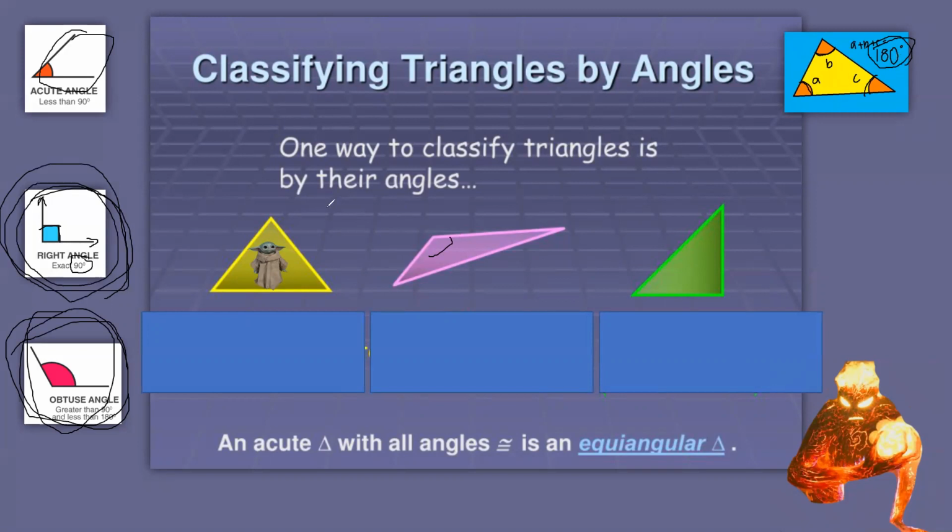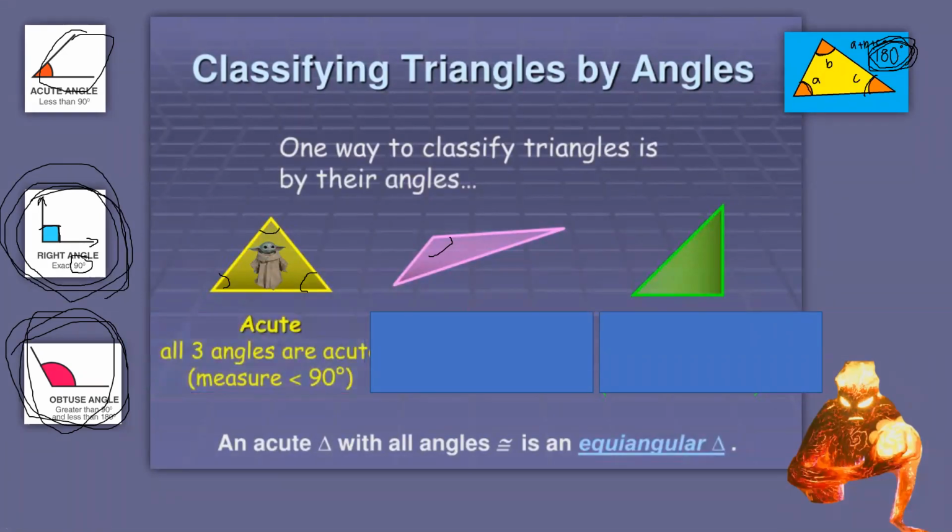So here's the thing. If every single angle is smaller than 90 degrees, it's still possible to make 180 degrees. So what do we call it when everyone's smaller? We call it an acute angle. Yeah, it's an acute triangle.